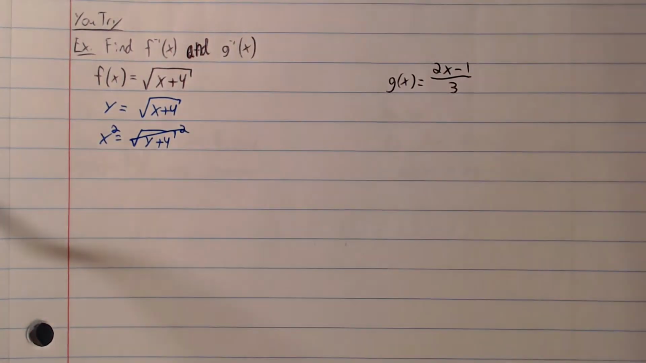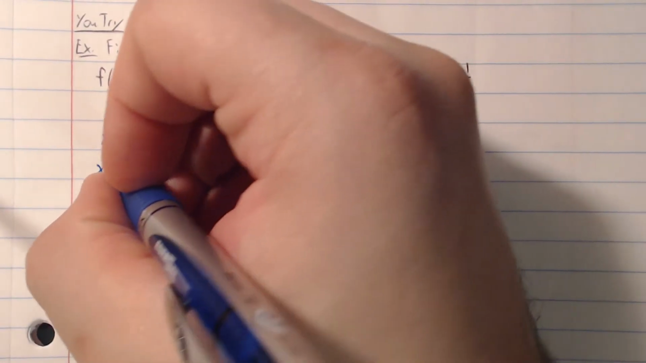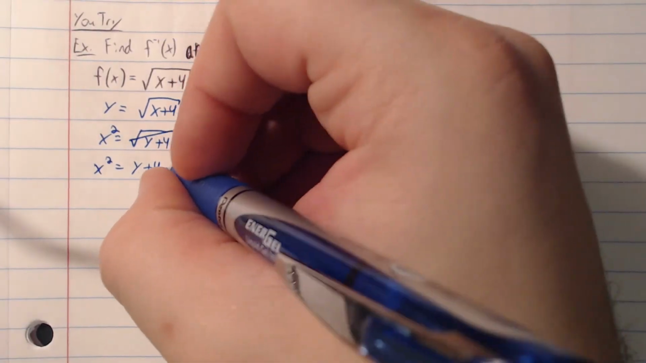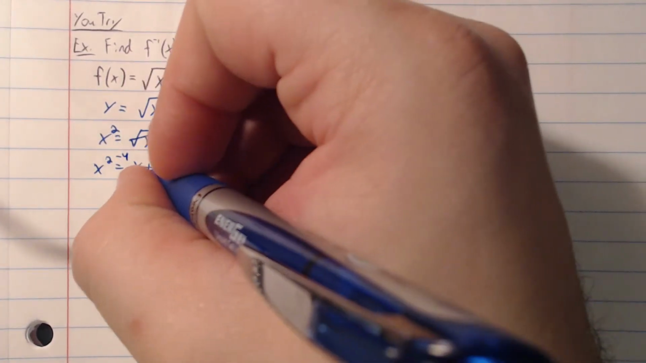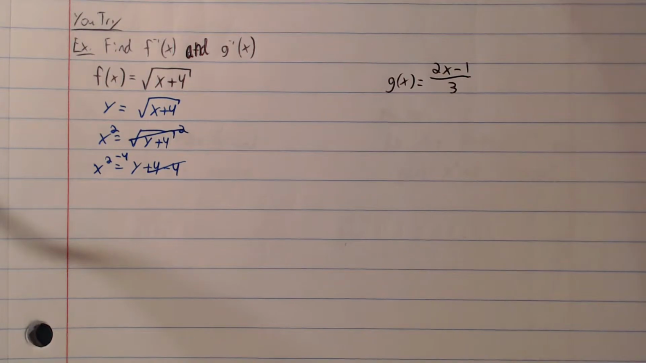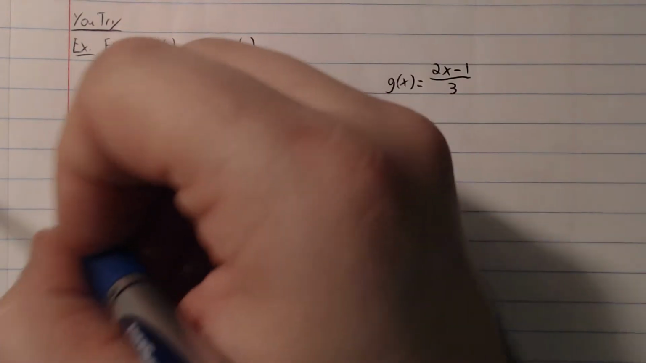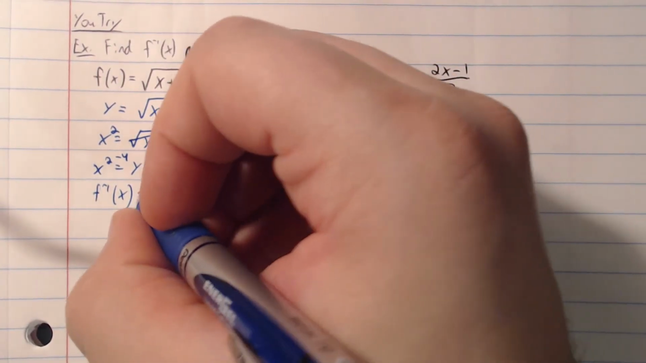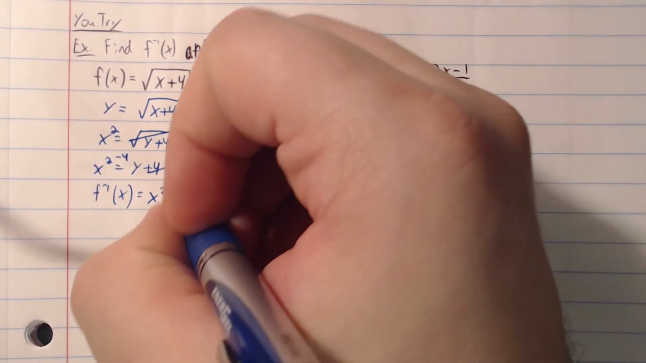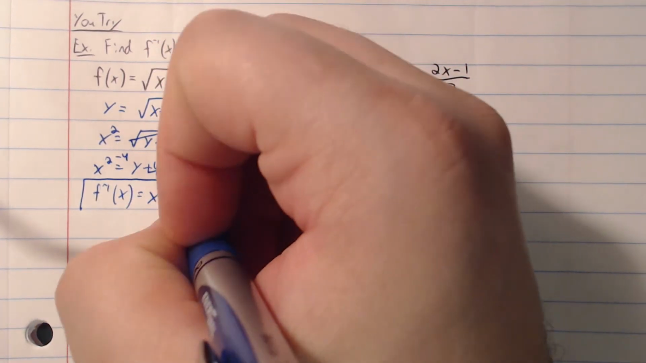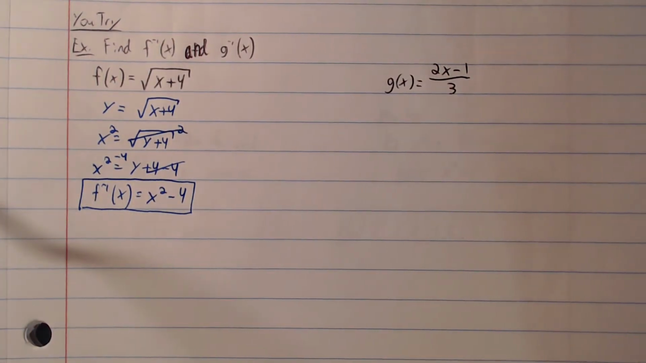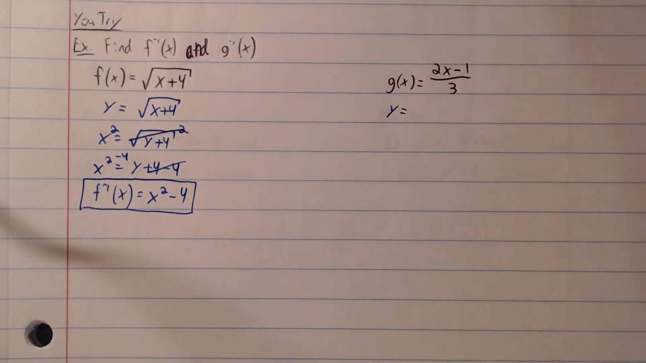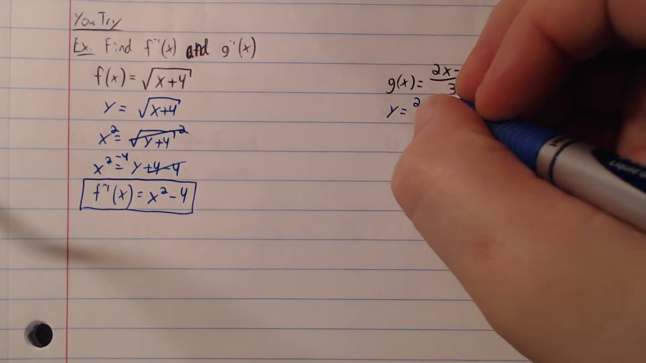What we have now is x squared equals y plus 4. All we have to do now is subtract 4 from both sides, and we've got y all by itself. And we're just going to switch y to f inverse. What we came up with here was x squared minus 4. That was the trickier of the two. This one over here, we know we take y and replace it.